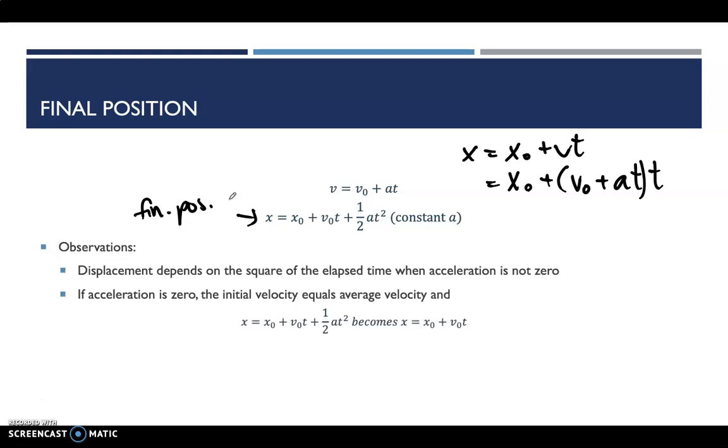Now let's make some observations about this. The displacement depends on the square of the elapsed time when the acceleration is non-zero. If the acceleration is 0, the initial velocity equals the average velocity, and so then it becomes as so. All right, so these are equations that describe motion.